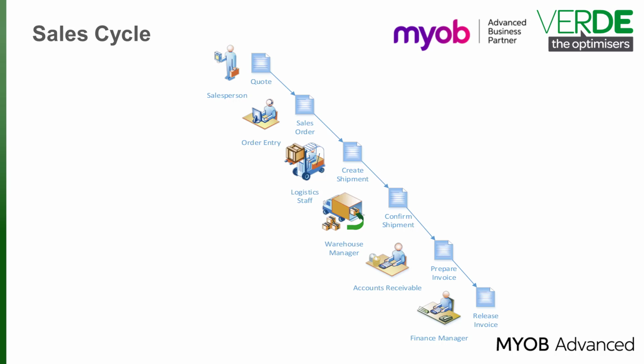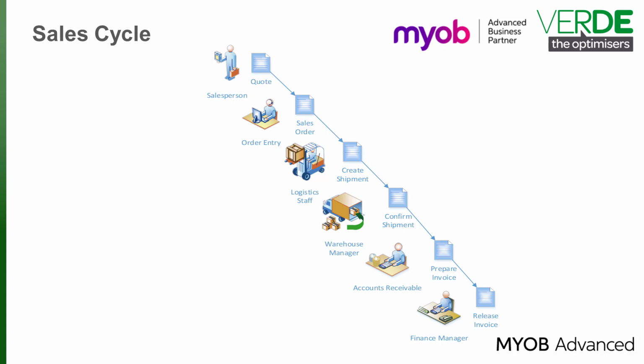We then pick the goods and ship them depending on the customer's instruction. For this step, a shipment is created and confirmed. Next, an invoice is prepared and released. The customer may receive the invoice with the goods, or we may send the invoice to the customer at a later stage. The customer then pays the invoice based on the terms we have agreed.